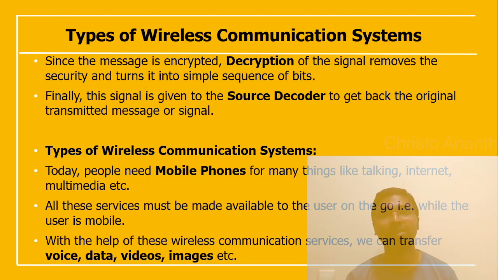Since the message is encrypted, decryption removes the security and turns it into a simple sequence of bits. This signal is then given to the source decoder in order to reconstruct the original transmitted message, or the original transmitted signal.